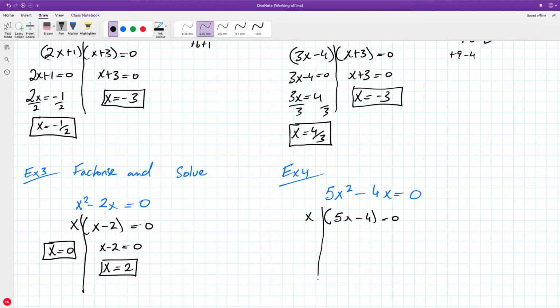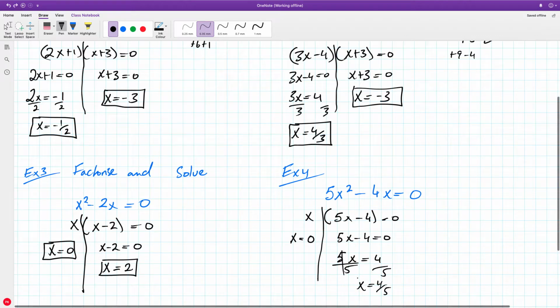Line down the middle again. Julianne, what's on the left? X is equal to 0. Good stuff. And then over here we've 5x minus 4 is equal to 0. 5x is equal to 4, divided across by 5. X is 4 over 5. Good stuff. Brilliant.